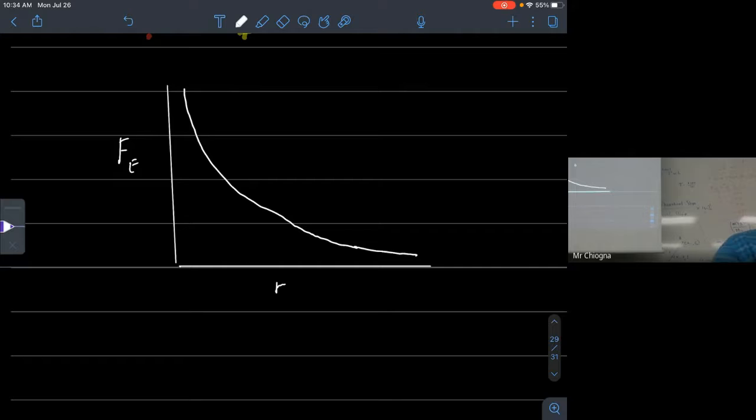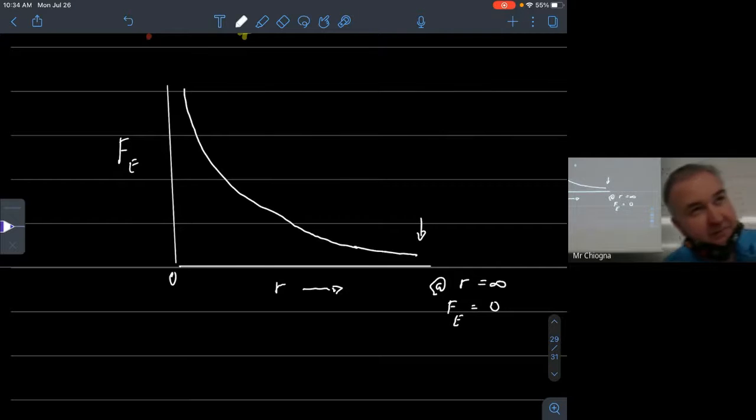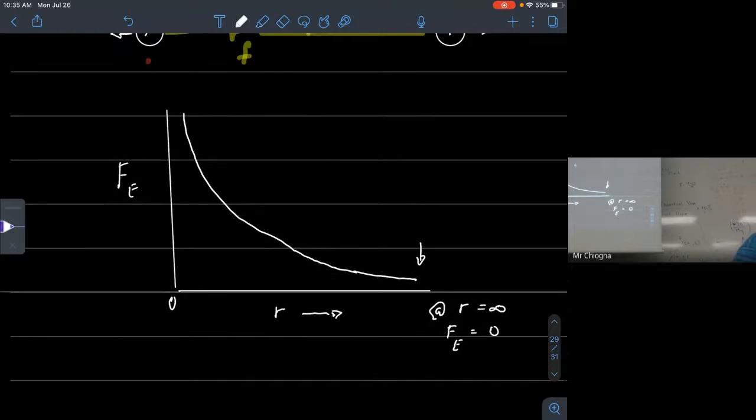Okay, that's what you'd get. As you increase your R, your force decreases. And until you get to R at infinity, force is 0. You never get there, but as you get farther and farther out, you get closer and closer to a force of 0.